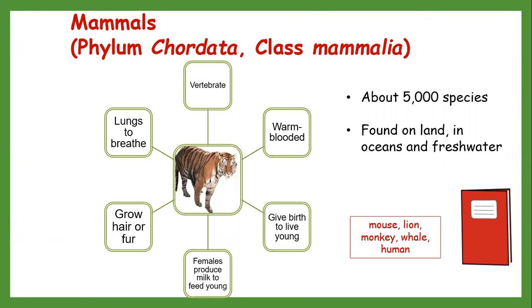Mammals are vertebrates. They are warm-blooded. They give birth to live young. The females produce milk to feed their young. They grow hair or fur. They have lungs to breathe. There are about 5,000 species of mammal. They are found on the land, in the oceans, and in fresh water. Some examples are mouse, lion, monkeys, whales, and humans. You may want to pause the video now so you can make a few notes before we move on. Pause now, please.